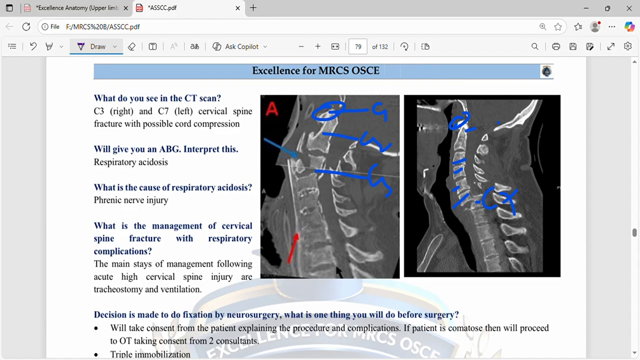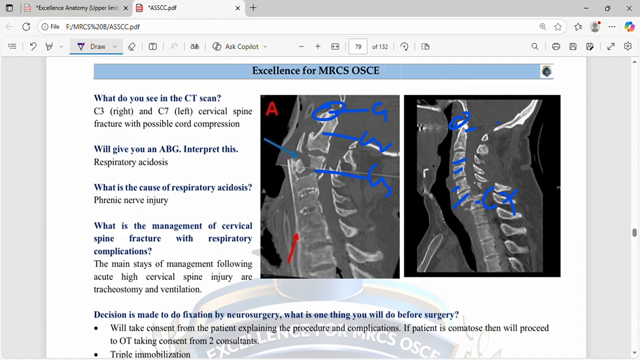Basically, we have a C3 and C7 cervical spine fracture with possible cord compression. They will give you an ABG to interpret, in which there will be high CO2 and low pH, so this will be respiratory acidosis. From this question, you should remember that arterial blood gas interpretation is also important, and you have to practice it as well. What is the cause of respiratory acidosis? Phrenic nerve injury, which leads to cessation of respiratory movements.